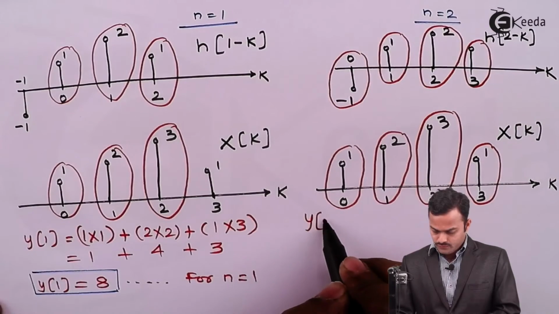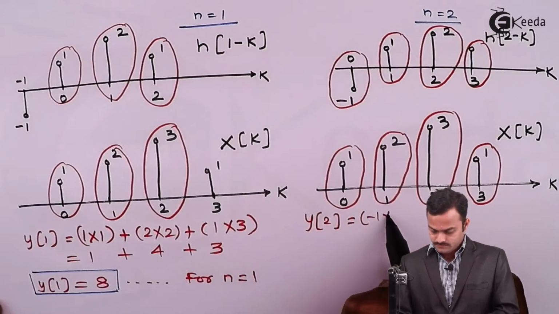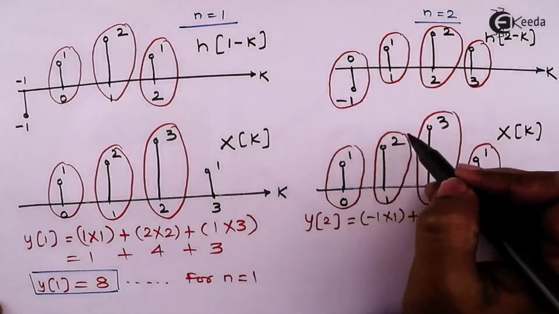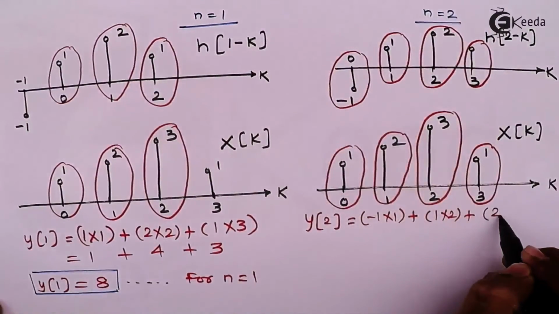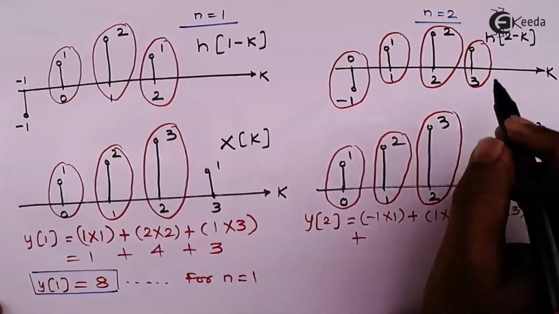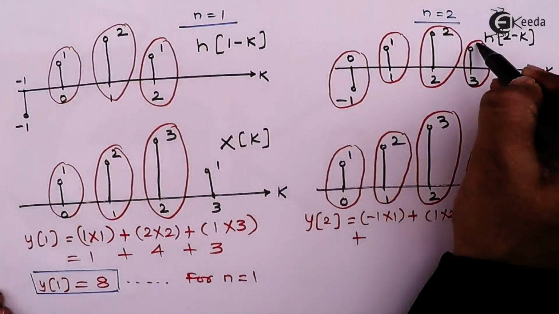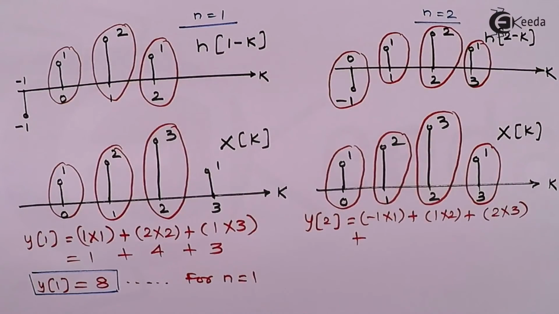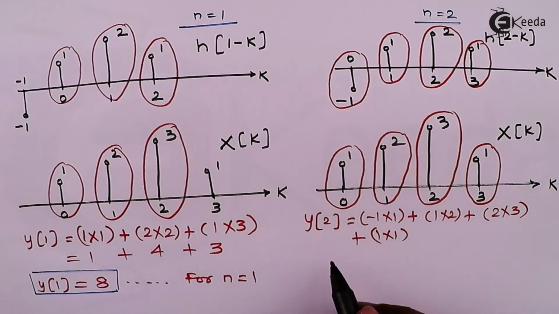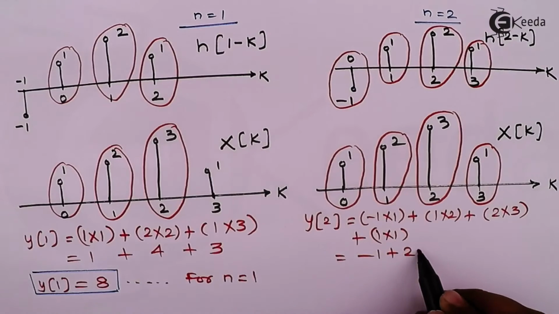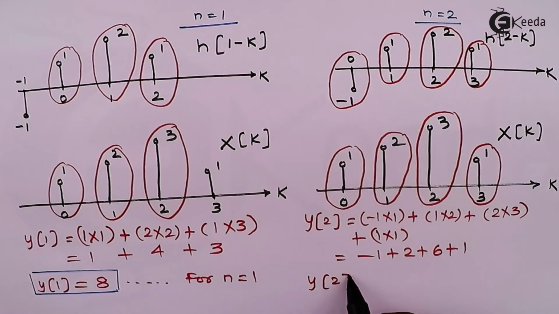So y of 2 will get minus 1 multiplied with 1 plus 1 multiplied with 2 plus 2 multiplied with 3, and finally this sample point will have the value as 1 multiplied with 1. So we'll get minus 1 plus 2 plus 6 plus 1. The answer we'll get is 8.